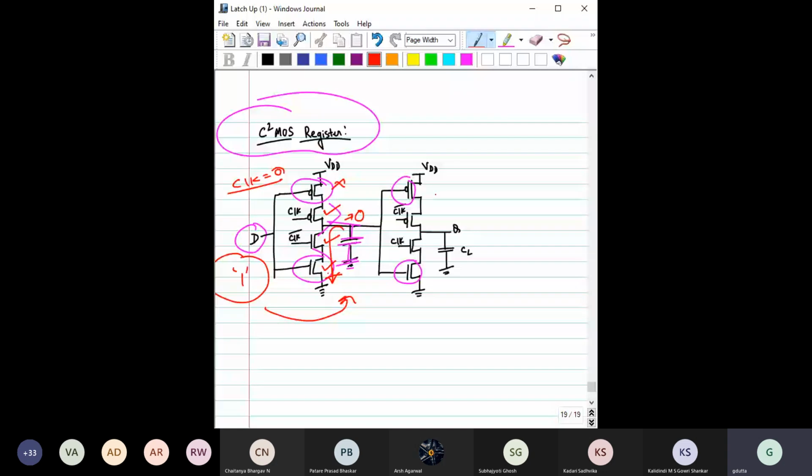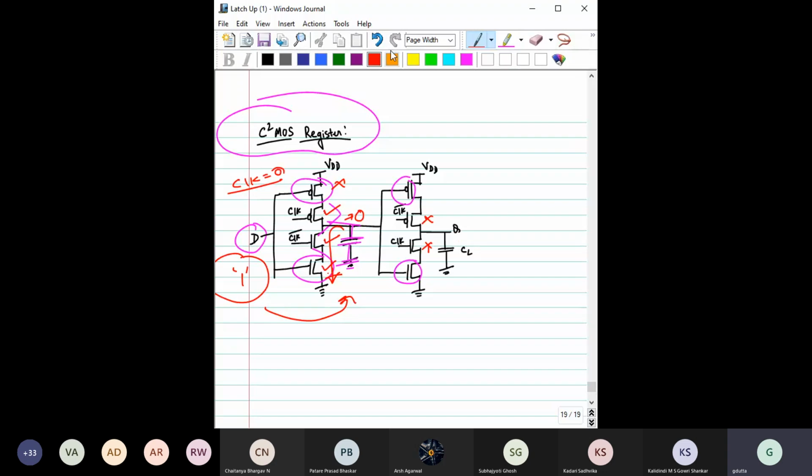When the clock equals 0, this is clock bar, this is off, this is off, right? So that means whatever the stored value in this capacitor, that is now completely disconnected. We should not bother about this state or this state, because these two transistors are already off, so it can neither be charged nor discharged. It is isolated, so it will try to store its value.